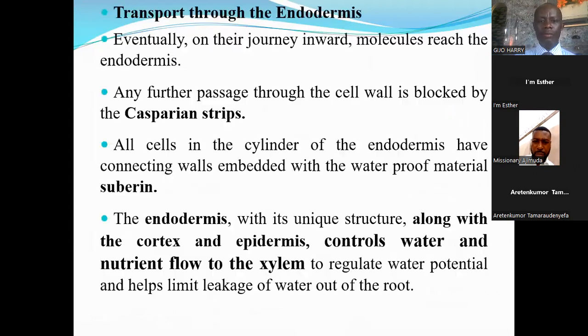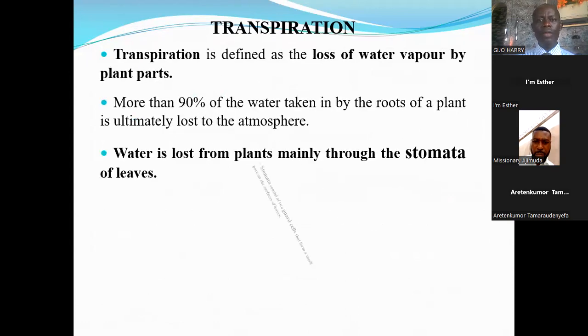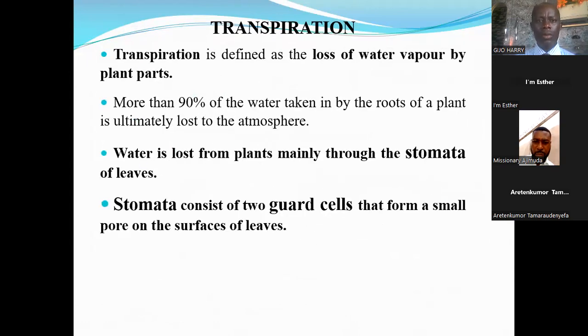All right, so we want to look at transpiration. What is transpiration? Transpiration basically is defined as the loss of water vapor by plants. The loss of water vapor by plants is referred to as transpiration.